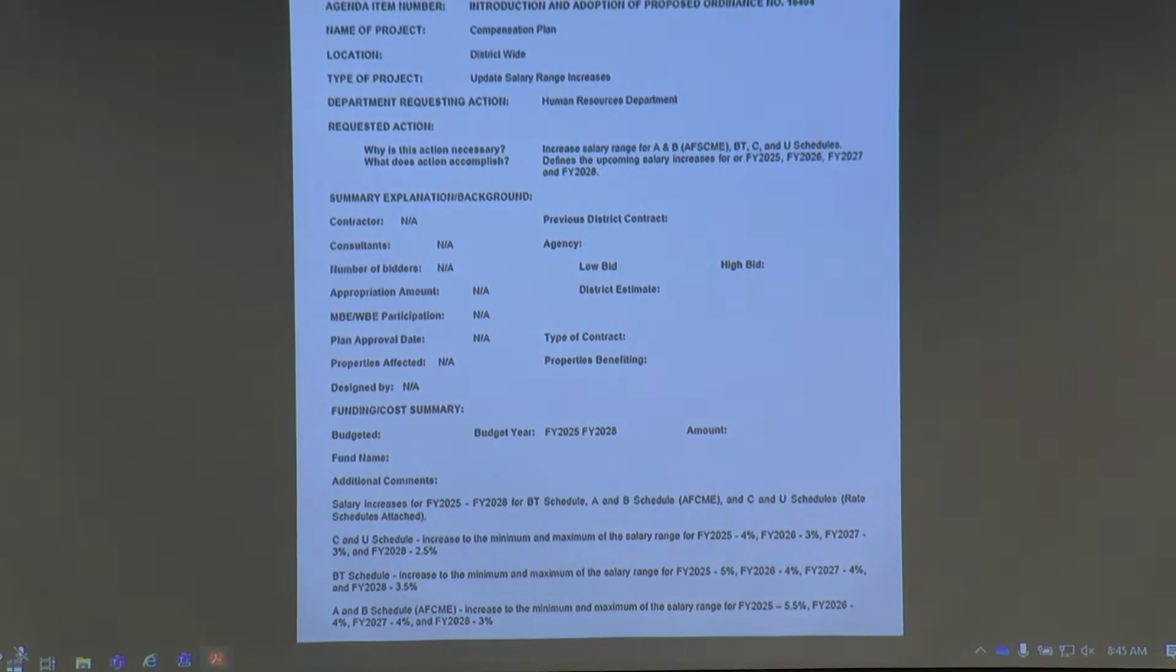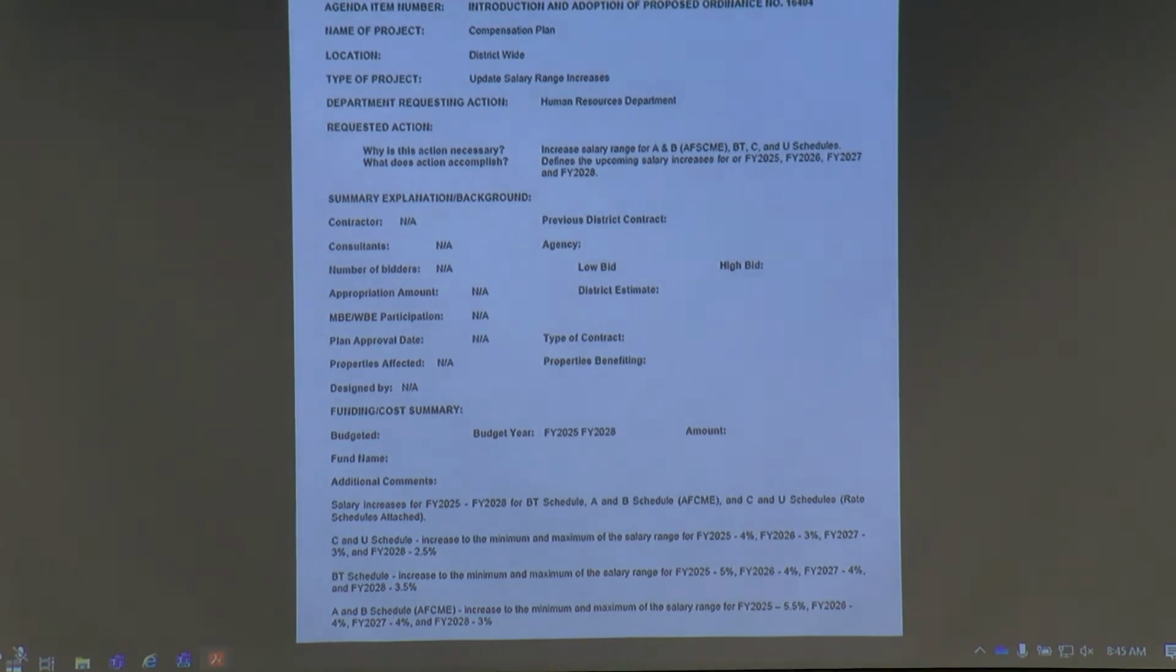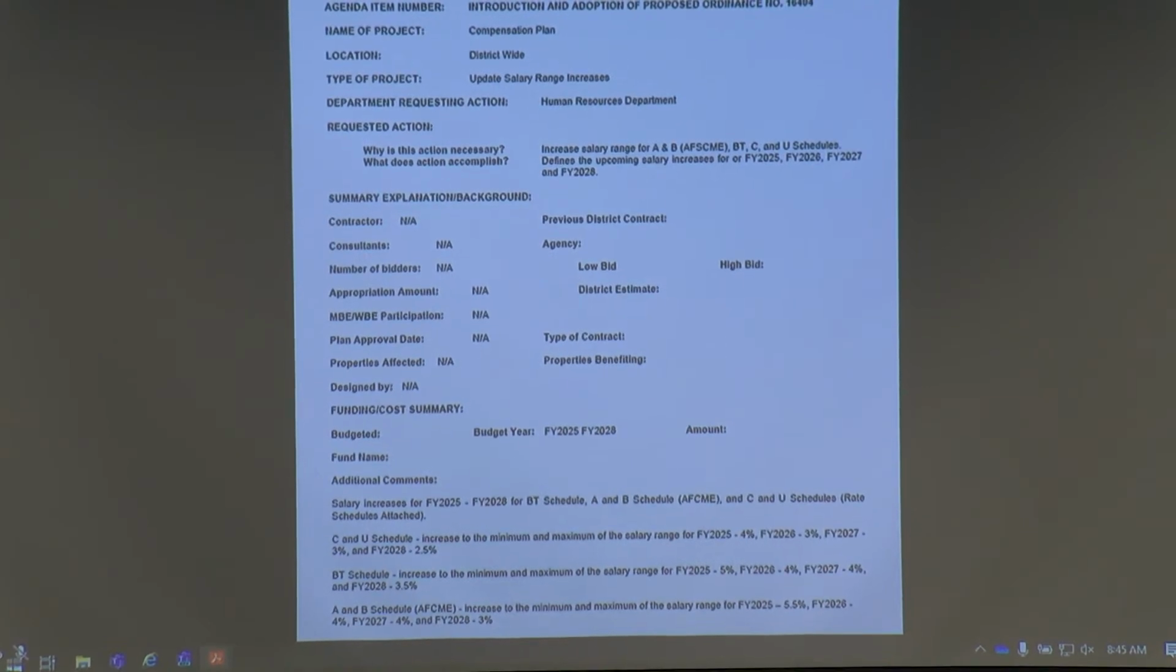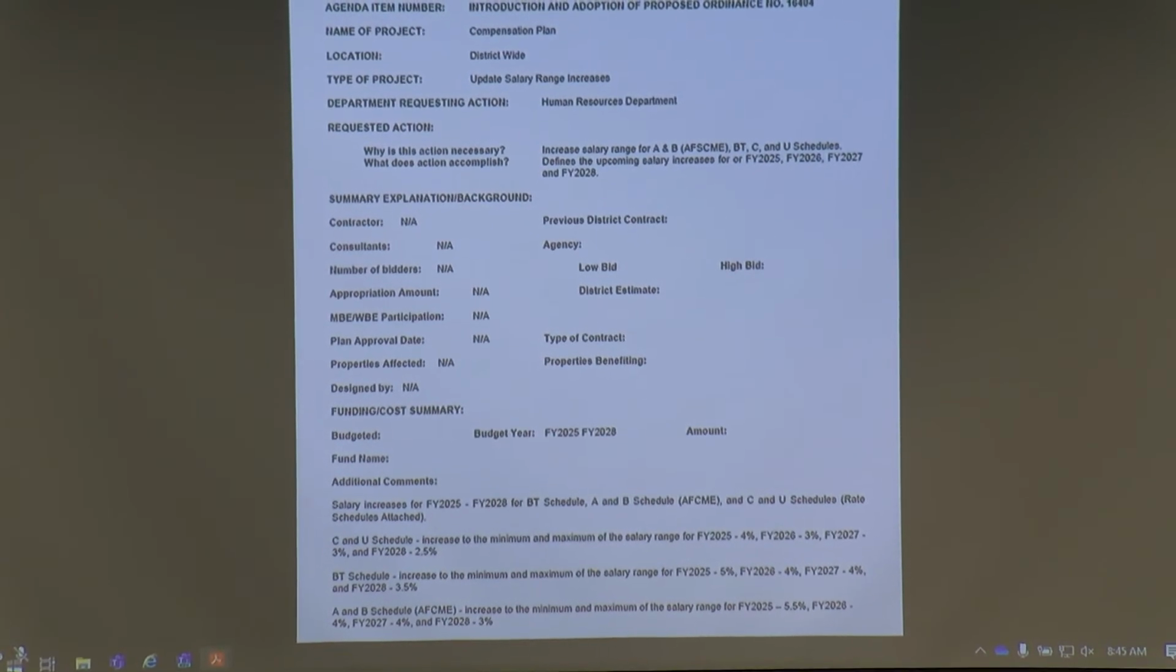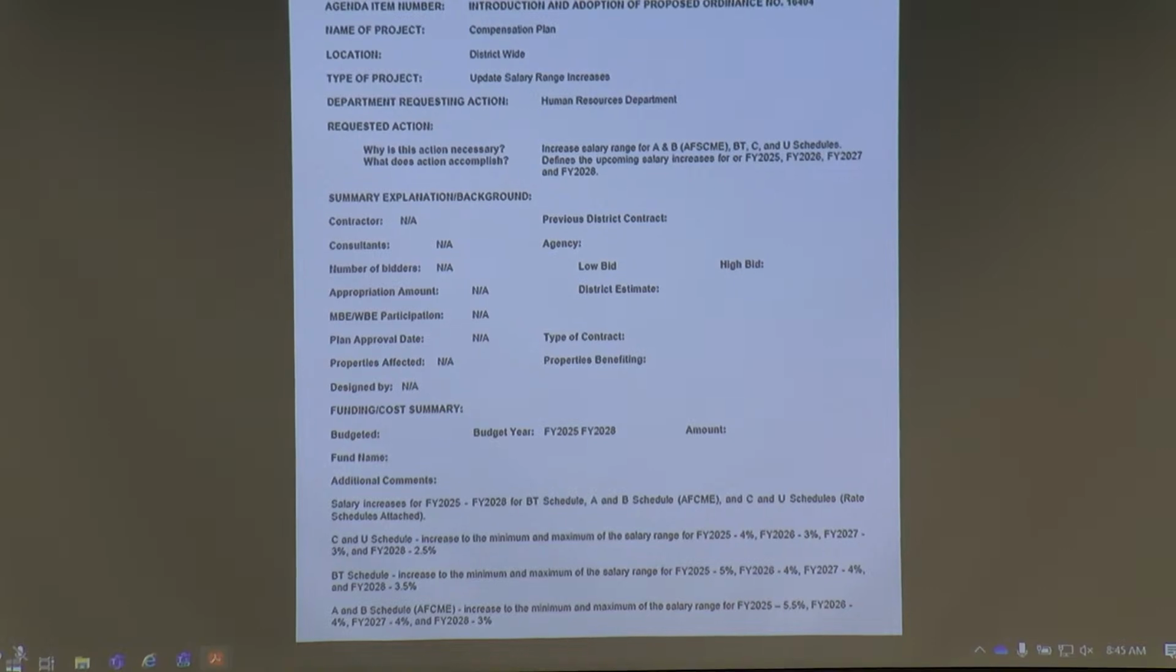At the bottom of the page, you'll see this covers fiscal years 2025 through 2028. With our bargaining units, we have traditionally had 4-year contracts, so those contracts run from July 1st of 2024 through June 30th of 2028. The first group I'll cover is our C and U schedule. These are the professionals, the engineers, the unclassified employees. The salary ranges will move 4% in 2025, 3% in 2026, 3% in fiscal year 2027, and 2.5% in fiscal year 2028.